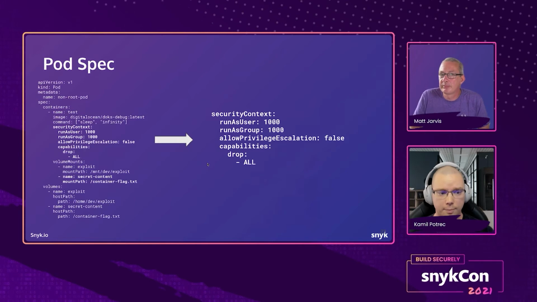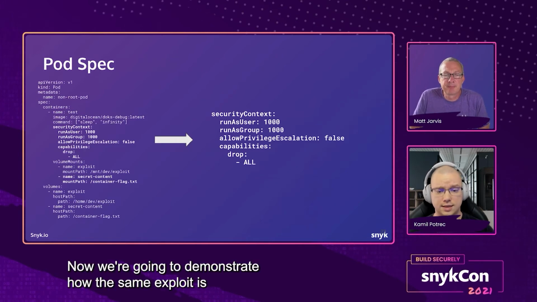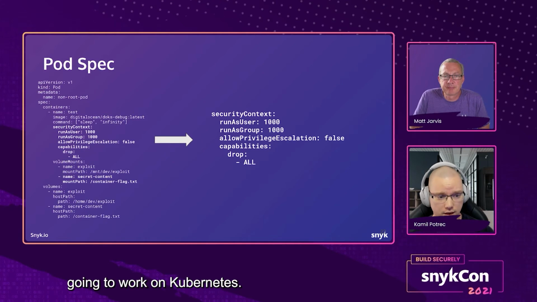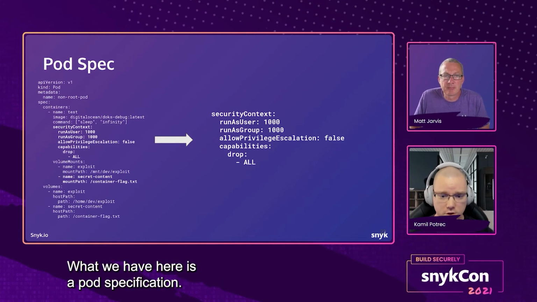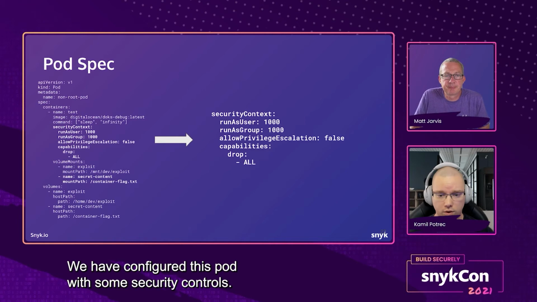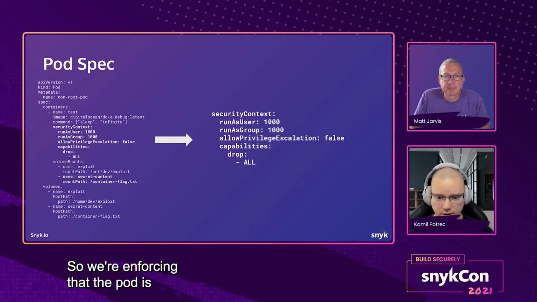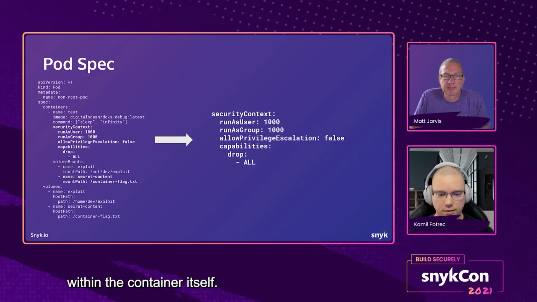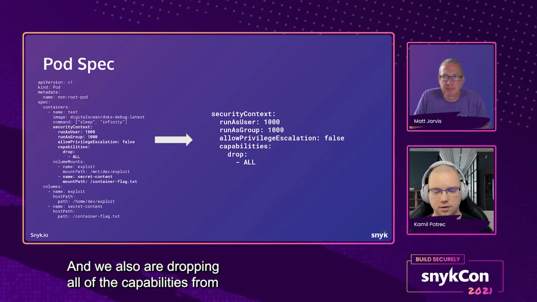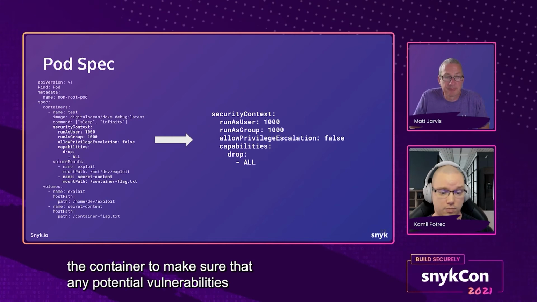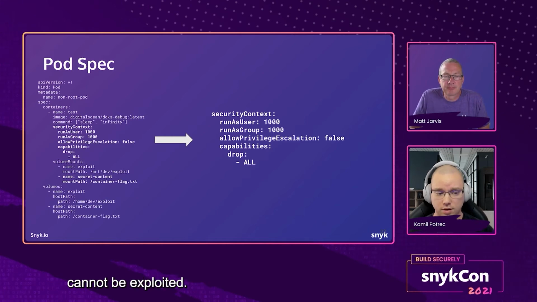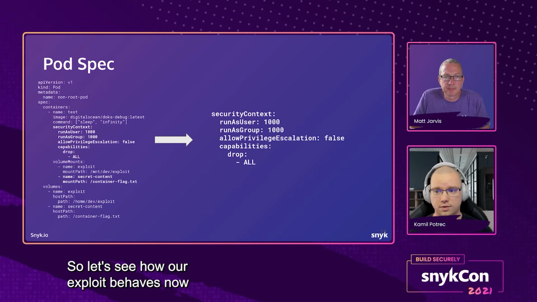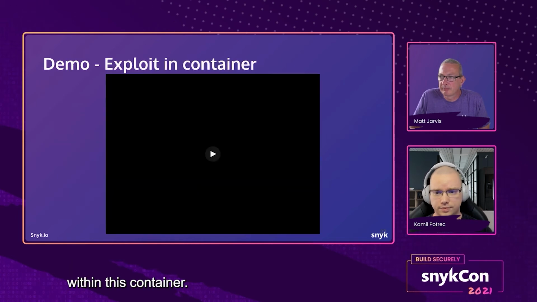All right. Now we're going to demonstrate how the same exploit is going to work on Kubernetes. What we have here is a pod specification. We have configured this pod with some security controls. So we're enforcing that the pod is going to be running with user ID 1000. We're setting that privilege escalations should be prevented within the container itself. And we also are dropping all of the capabilities from the container to make sure that any potential vulnerabilities cannot be exploited. So let's see how our exploit behaves now within this container.